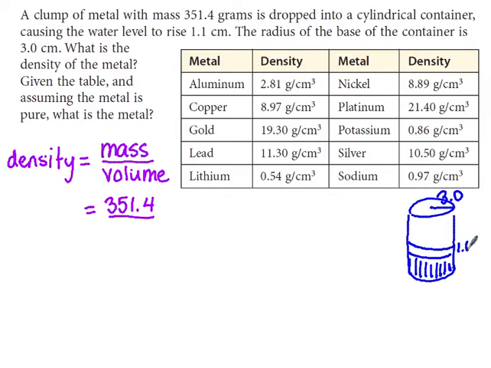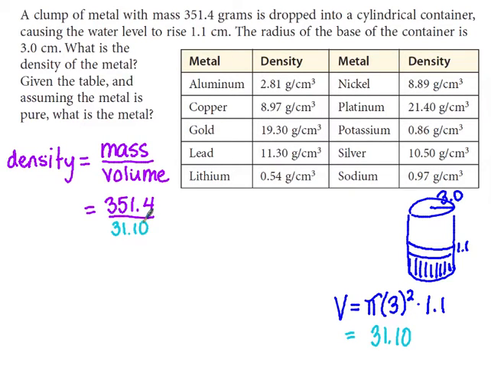1.1 centimeters. So the volume of that water that was displaced can be found by taking pi times 3 squared times 1.1. Okay, now where did that come from? Area of the base times the height. Yep, how much it rose, the height. So go ahead and calculate that for me. What is pi times 9 times 1.1? It came out to be 31.10. Yeah. So I'm going to go ahead and plug in 31.10 right here.